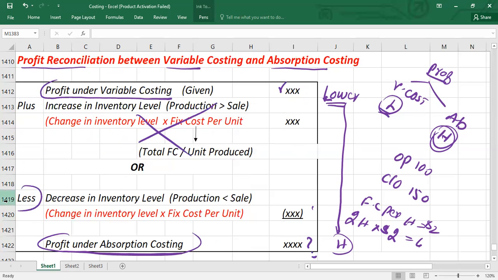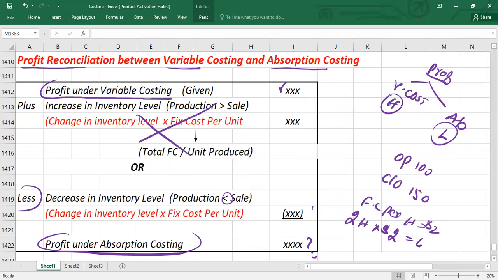What is this scenario? Maybe you're facing a decrease in inventory level, which is also called production is less than sales. Okay, and you remember, if there is a decrease in inventory level, what will happen? Under variable costing your profit will be higher, and under absorption costing your profit will be lower. Now you can check it here. It means you want to move from the higher value to the lower value, because this value is given, which is higher, and this value you want to calculate, which is lower.